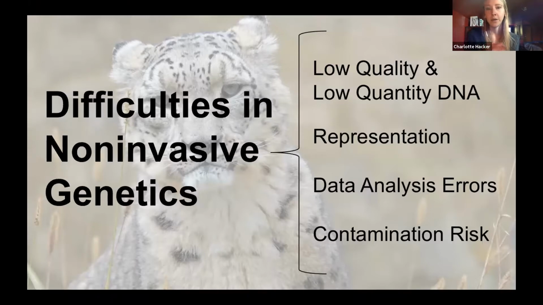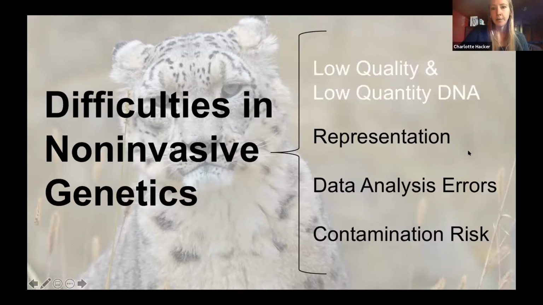So I have split up difficulties in non-invasive genetics into four main camps. The first one being low quality and low quantity DNA, representation of the actual genetic material, errors associated with data analysis, as well as all of the opportunities for contamination throughout the process. And I'm going to start with low quality and low quantity DNA because I think that that's where a lot of these difficulties actually stem from in the first place.